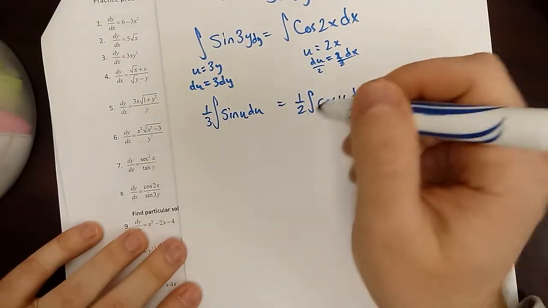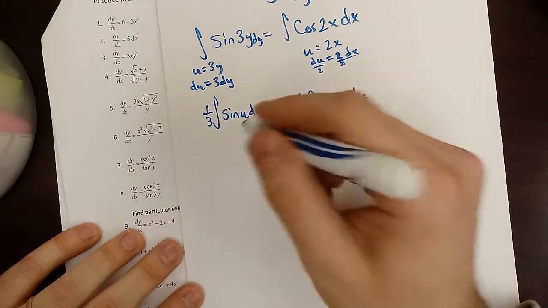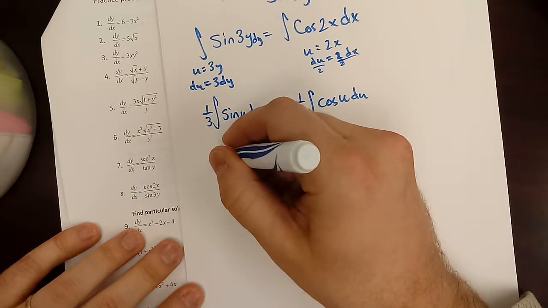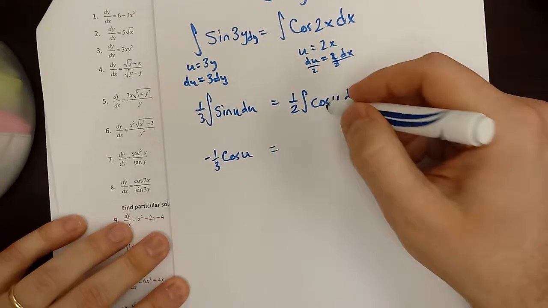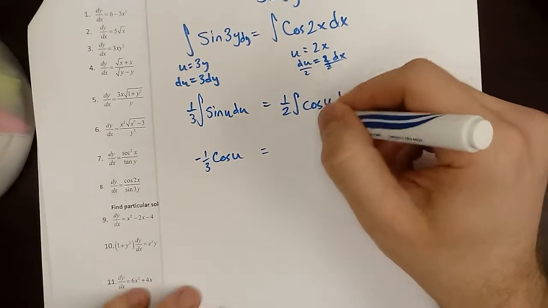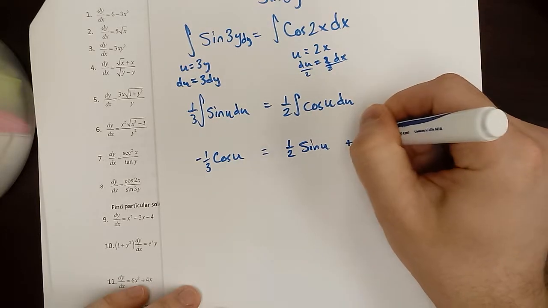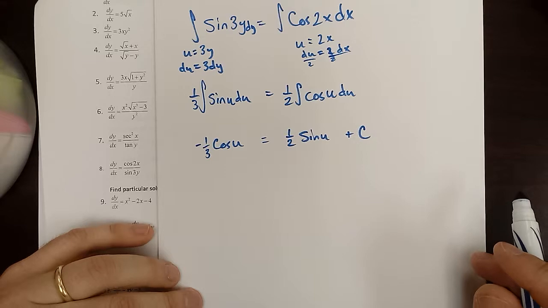All right. Let's see, so sine u, the integral of that is negative cosine, so negative 1/3 cosine u, and then the integral of cosine is sine, so 1/2 sine u plus c. Remember, the plus c could go on both sides, but we're just putting it on one side.